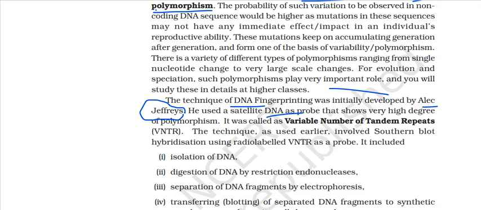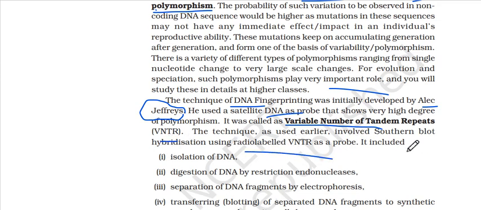ठीक है, जो हमारी target sequences होती है ना, तो by hybridization you'll tend to find the कॉम्प्लीमेंटैरिटी की बेसिस पे हम दूसरे वाले का जो न्यूक्लिक एसिड है उसकी कॉम्प्लीमेंटैरिटी चेक कर सकते हैं. इट्स बेसिकली अ सिंगल स्ट्रैंडेड डीएनए स्ट्रेच. Fine, that is a DNA probe that shows a very high degree of polymorphism. It was called variable number of tandem repeats, VNTRs. The technique used earlier involved Southern blot hybridization using radiolabeled VNTR as a probe.